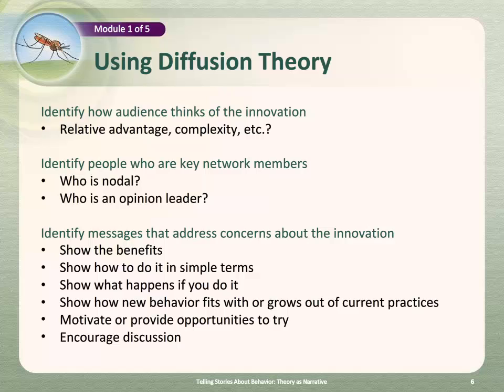How does the audience perceive the new behavior or the new product we are offering? Those 5 characteristics that we just talked about. Who are the important people in the community or in the media, perhaps, that people trust and listen to or turn to for advice? And how can we create messages to change how people think about the behavior in order to make it appear more beneficial or easier to do, or to show what happens when you do it?